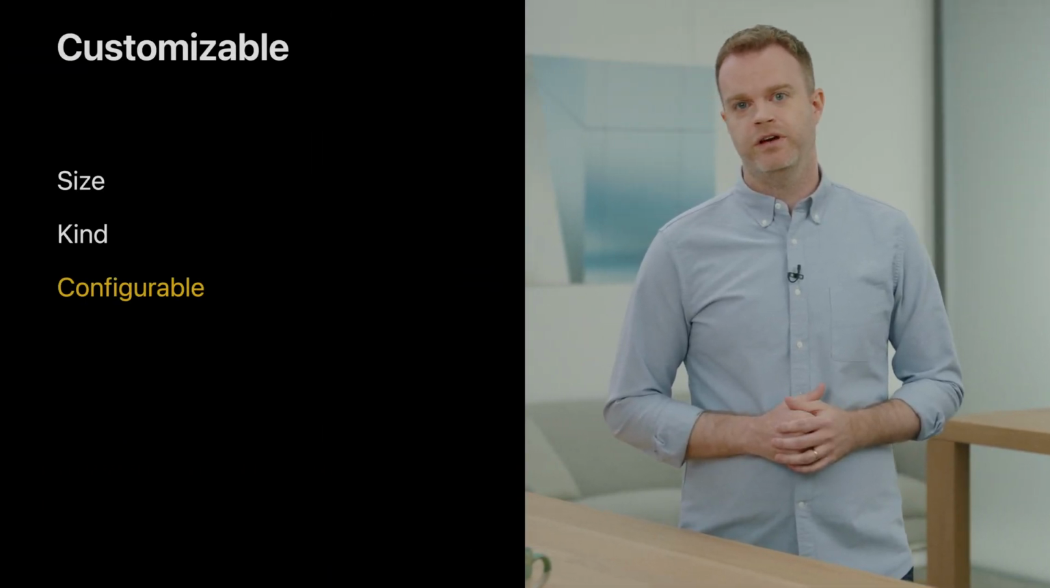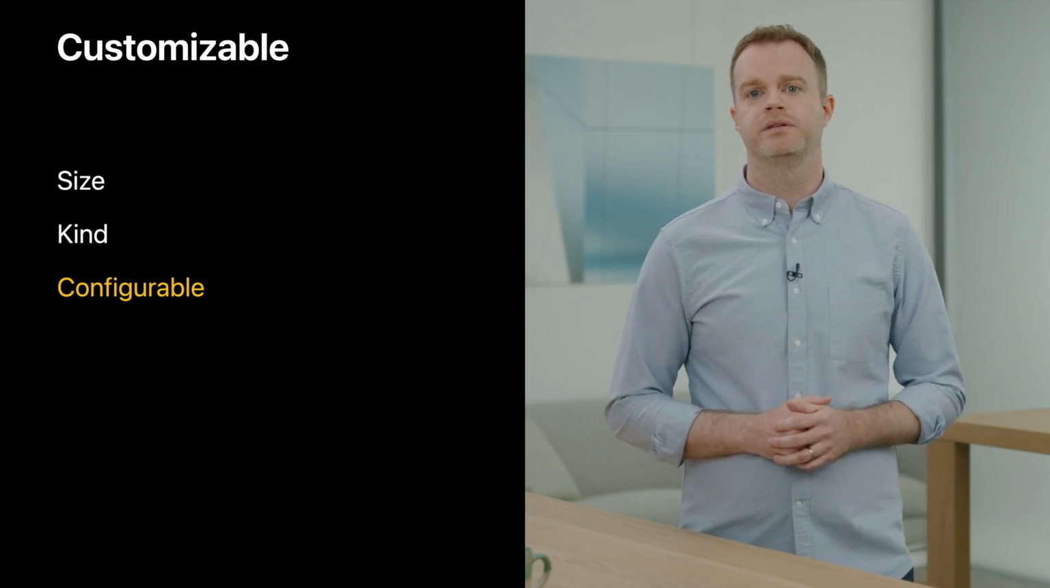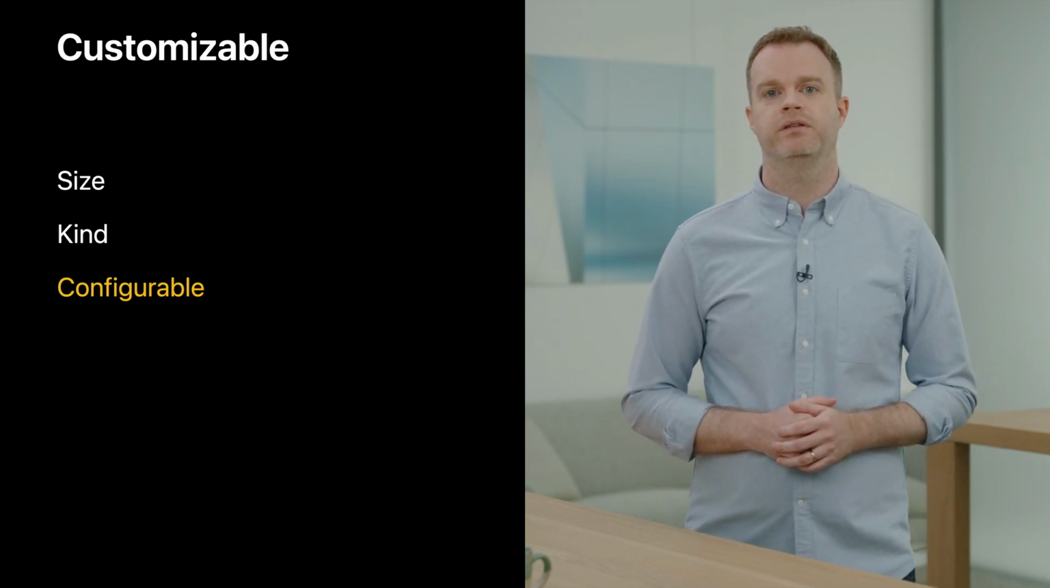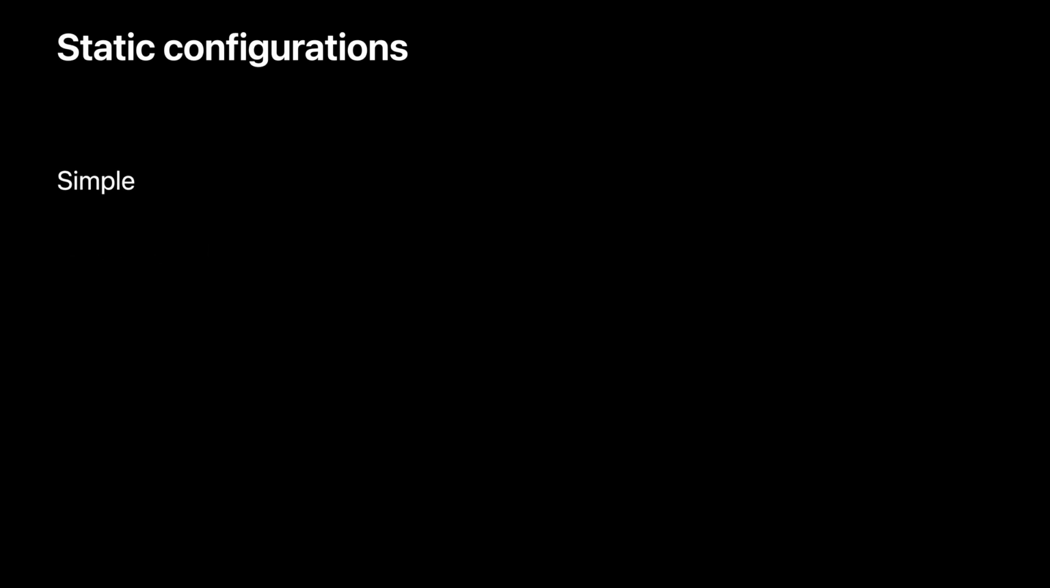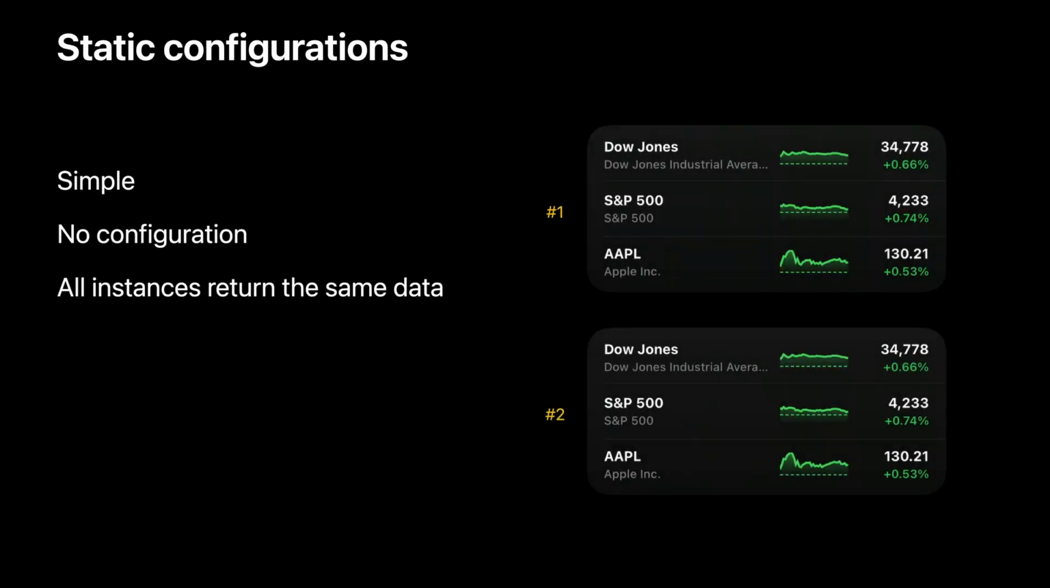The last axis for customizability is through configuration. And widgets support two types: static and intent-based configurations. Static widget configurations deliver the same content for each widget instance. Remember that Stocks overview example from before? Well, each one's going to show the exact same content, even if they're in different locations on the user's device. Static widgets are super simple, and they're elegant widget definitions because they take no configuration or setup from the user.